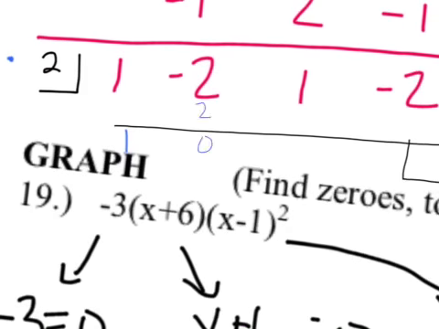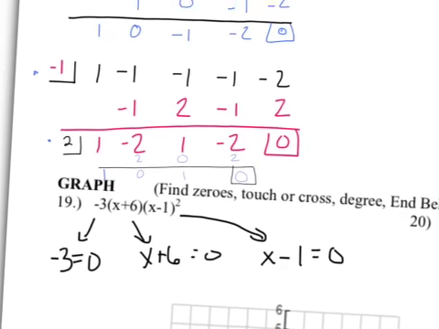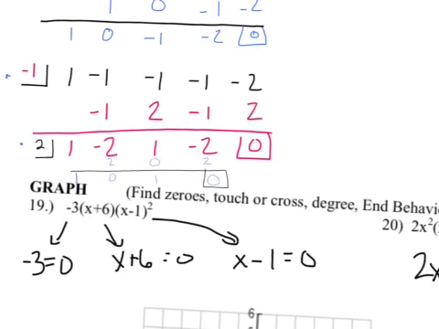I multiply 2 times 0 to get 0. I add to get 1. I multiply to get 2. I add to get 0. So what was down here? It was an x cubed problem, or x to the fourth problem. I did division, get x cubed. So 1, 0, 1 is x squared.